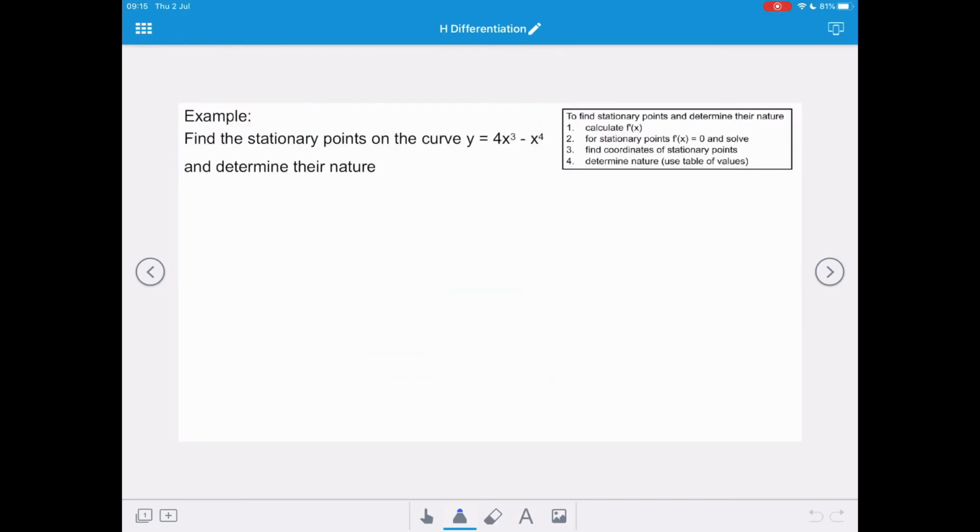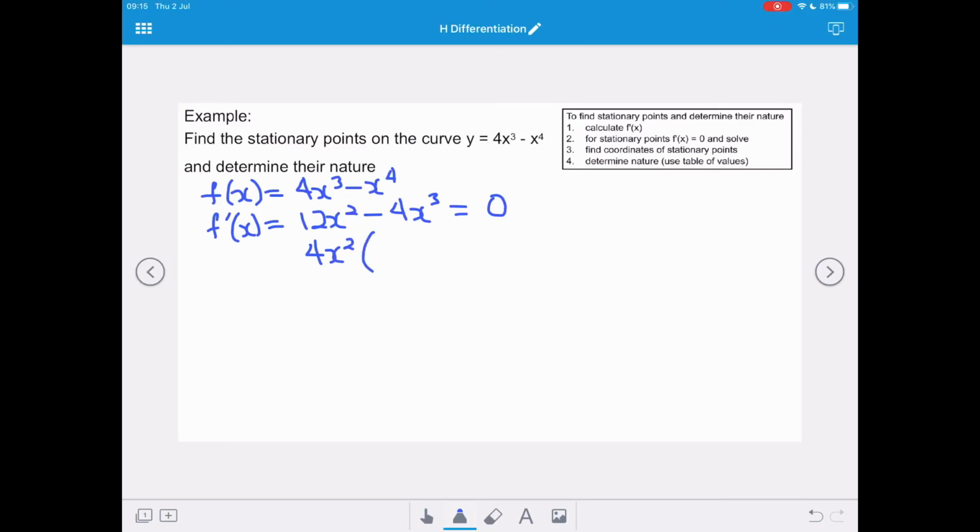In this example, we want to find the stationary points on the curve y = 4x³ - x⁴ and determine their nature. So first thing we're going to do is take our function f(x) = 4x³ - x⁴, and calculate the derivative of that function. So f'(x) is going to equal 12x² - 4x³. And we're going to make that equal 0 because we know that the stationary points have a gradient of 0.